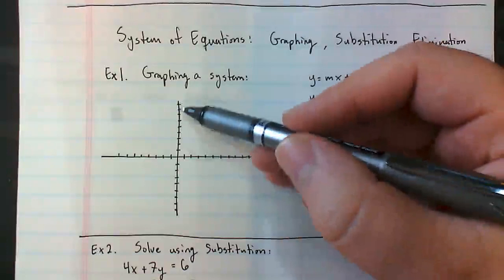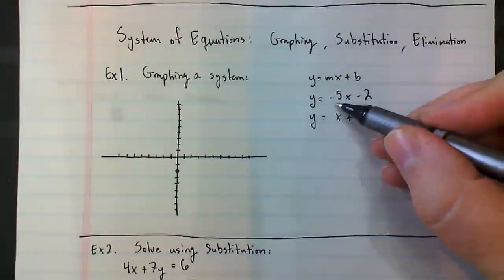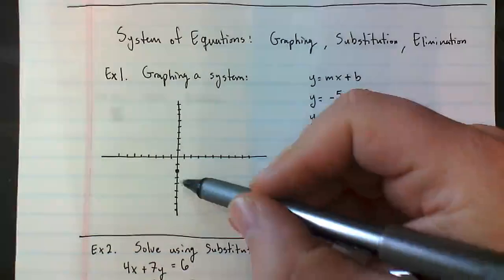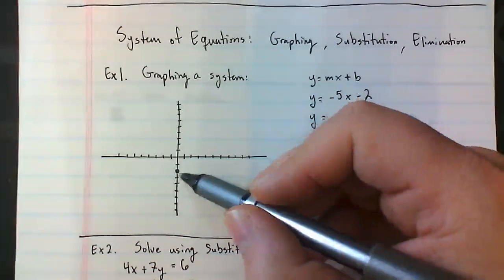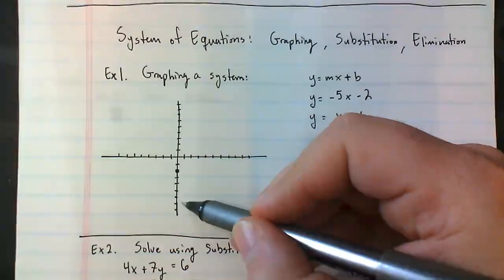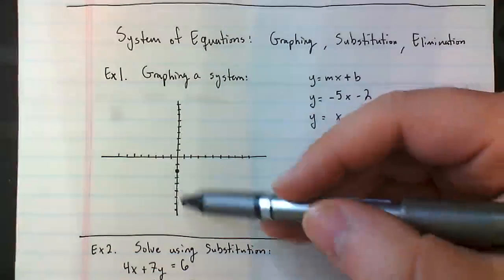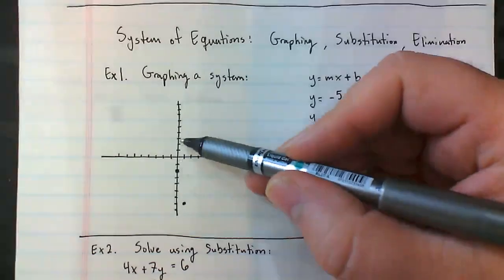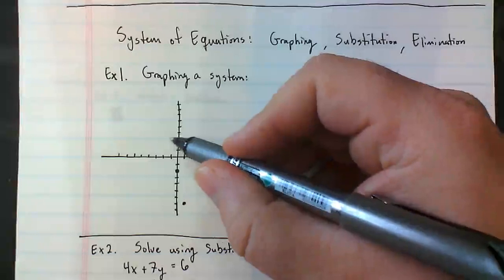Negative 2 is your y-intercept here for the first equation, and so you are going to plot that along the y-axis down here at negative 2. And the slope for this equation is negative 5. Now if you like to think of rise over run, that would be going down 5 over 1. So we just simply count down 1, 2, 3, 4, 5, and go over 1, and there is your next coordinate point.